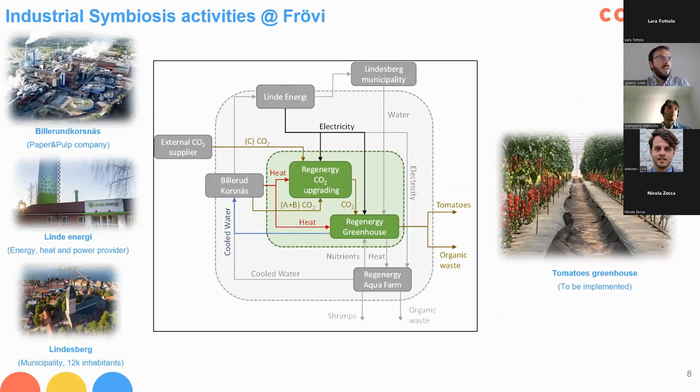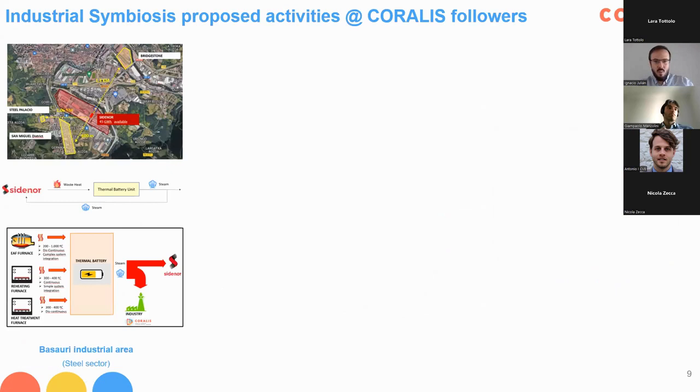And then we have a business-driven industrial symbiosis solution, which is the new generation and relocation of a greenhouse facility to grow tomatoes using CO2 coming from the flue gas of a paper and pulp company, as well as renewable electricity from Linde Energy, as well as water from wastewater from the municipality of Lindesberg in the region of Frövi in central Sweden.